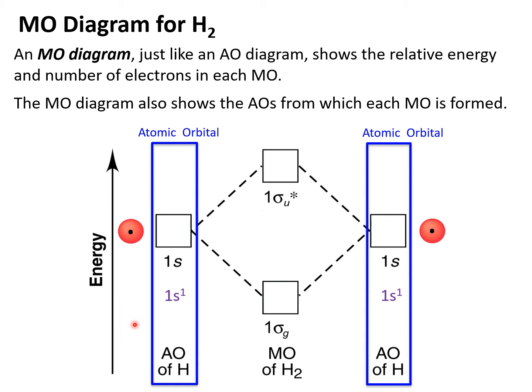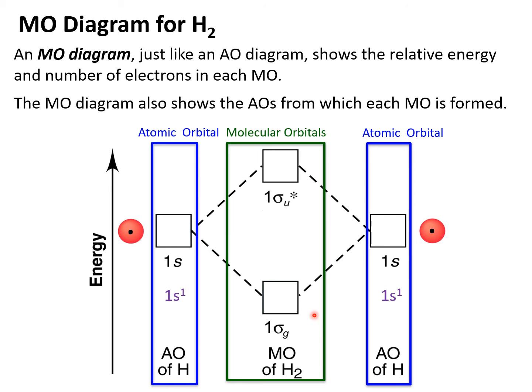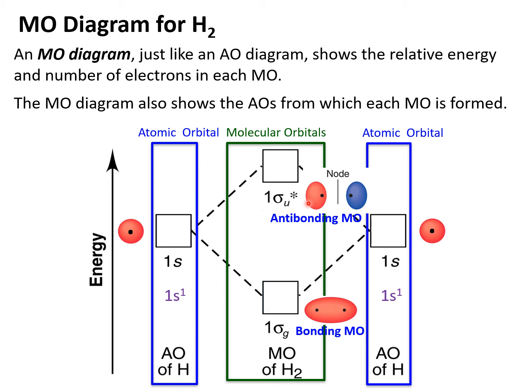Since H2 is formed from two hydrogen atoms, we have two 1s atomic orbitals. And these can then combine constructively to form a bonding molecular orbital, as we see here, or destructively to form an antibonding molecular orbital, as we see here. Since the bonding MOs stabilize the system, they are lower in energy than the atomic orbitals from which they are formed. And since the antibonding MO destabilizes the system, it is higher in energy than the atomic orbitals from which they are formed.